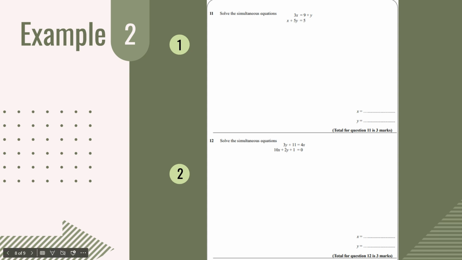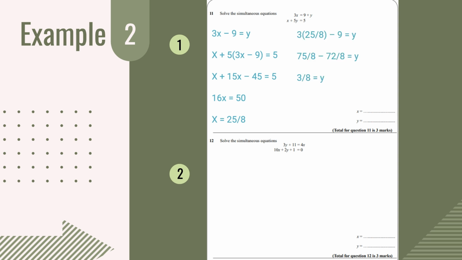So, in our first question, we are asked to solve the simultaneous equations 3x equals 9 plus y and x plus 5y equals 5. As we have no common variable, we're going to rearrange one of the equations and sub it in. So, we rearrange to get 3x minus 9 equals y, to get x plus 5 bracket 3x minus 9 equals 5, giving us x plus 15x minus 45 equals 5, plus 45 to one side and plus the x and 15x, and we get 16x equals 50, giving us x equals 25 divided by 8.